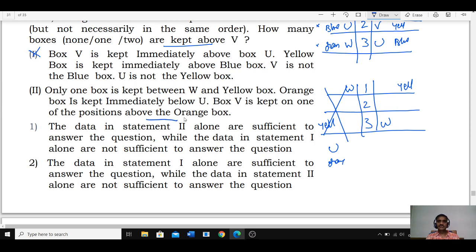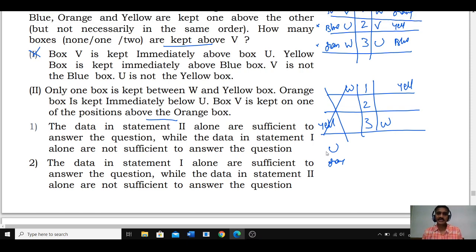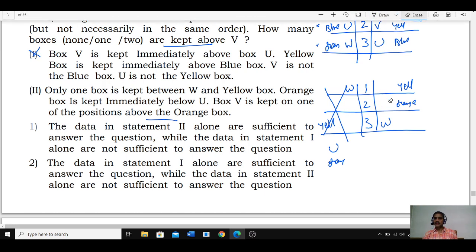V is kept at one of the positions above orange. Okay, and orange is kept immediately below U. If we take U here, orange will be here, isn't it? Then V will be here. V is kept at one of the positions above orange, but you see here V and orange are one and the same, hence U and V cannot be like this. Then what is the other possibility we have? Now U at this place, orange is here and V is here, and this will be blue.